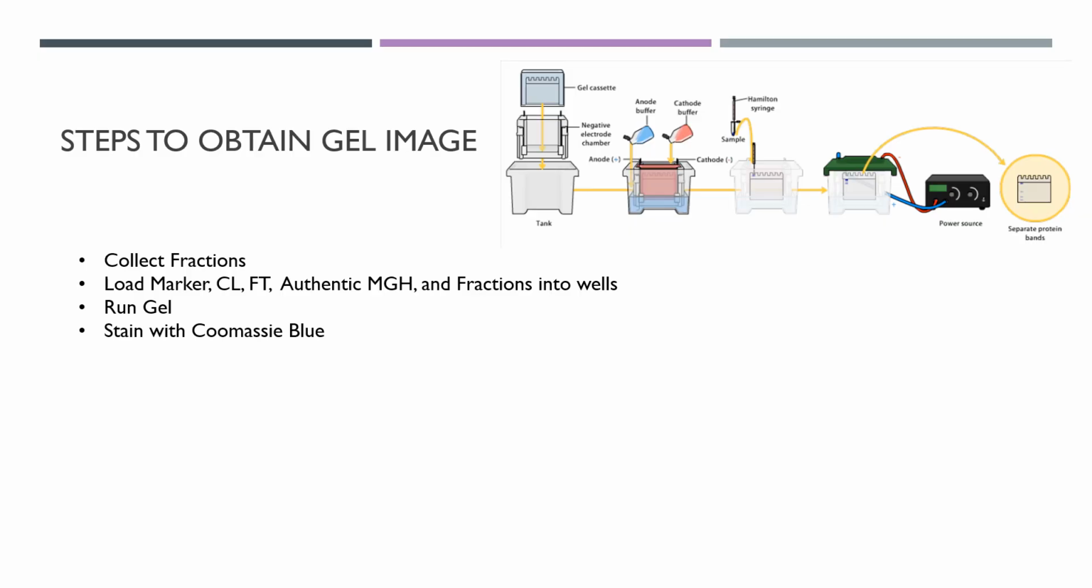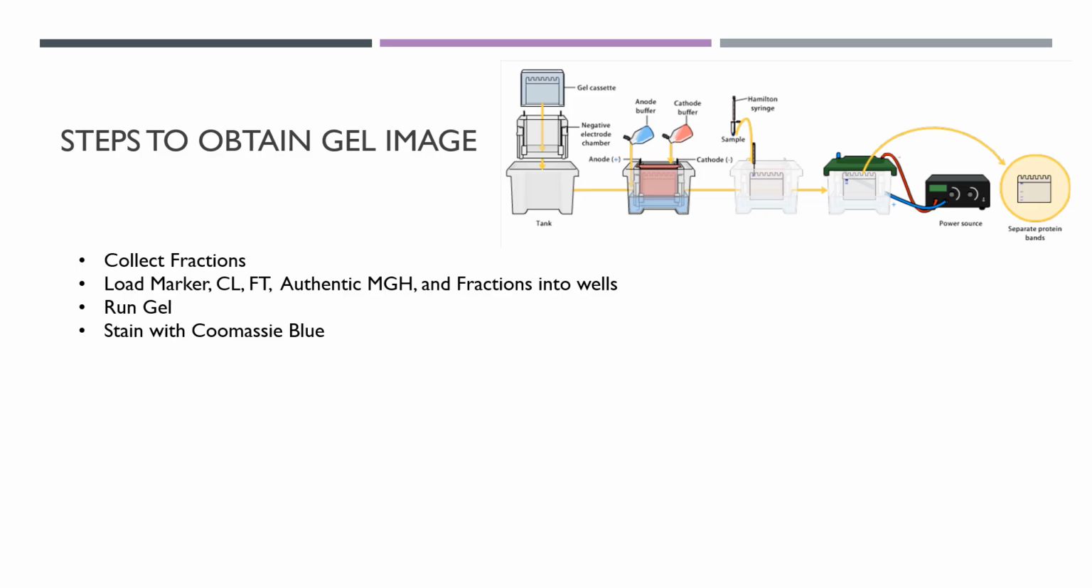First, I will explain the point of an SDS-PAGE. An SDS-PAGE helps us take fractions that were recommended by the FPLC and spectroscopy groups and identify which fractions are enriched in MGH. Something we don't want to see are fractions with lots of contaminants. To get a closer look at the fractions, we would perform a gel electrophoresis.